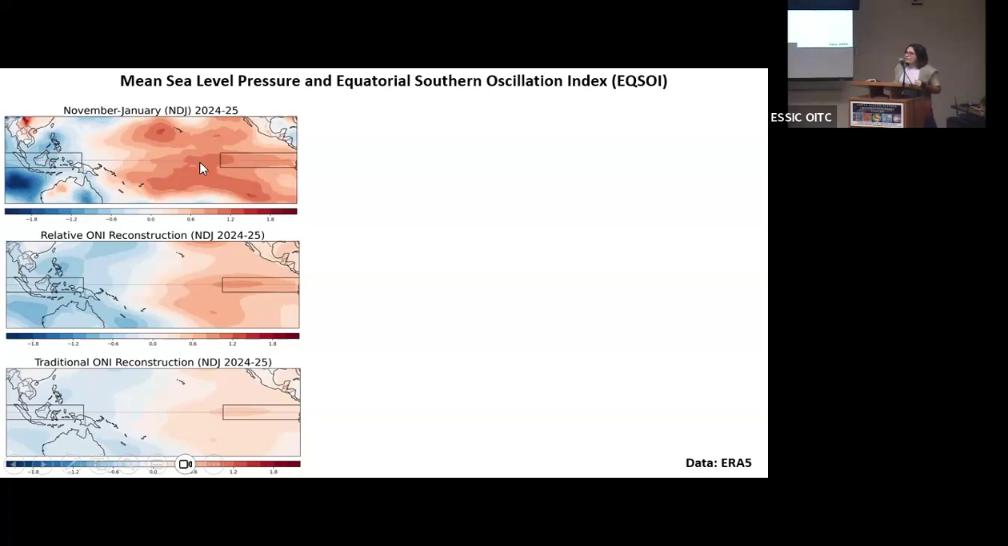Very consistent with La Nina. We have the higher pressures in the east and lower pressures over Indonesia. And here I'm showing two reconstructions. This is very simple. This is just a linear regression, and you weight it by the relative value and the traditional value. And when you weight it by the relative value, which we know is stronger, you get this very distinctive La Nina-like dipole that better rivals the intensity of what we see in the observations. The traditional, not as much.